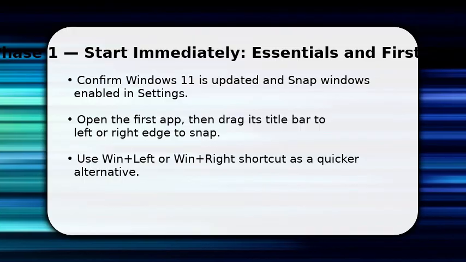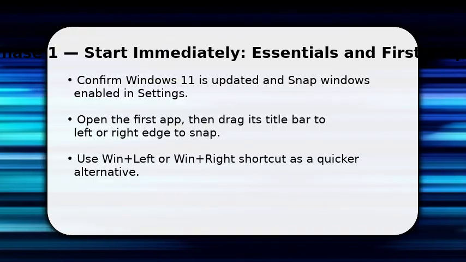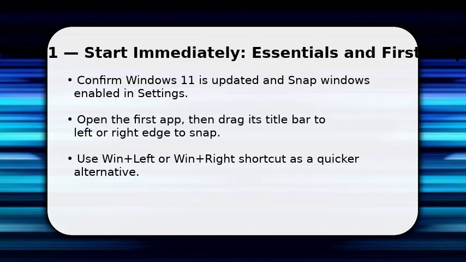Drag its title bar to the left or right edge until you see the translucent Snap Guide, or press Win plus left or Win plus right to send it to one side. Once done, the screen will reserve the opposite space. Make sure you leave room for the second app so the layout will balance automatically.